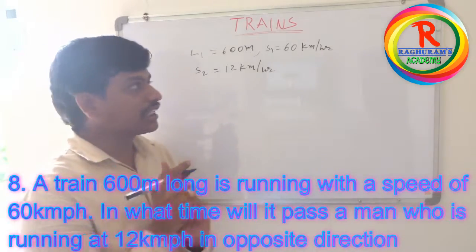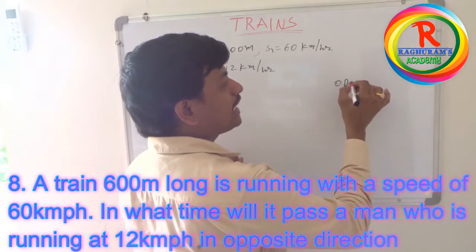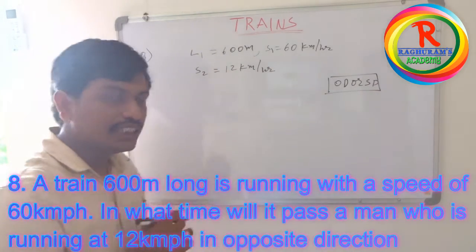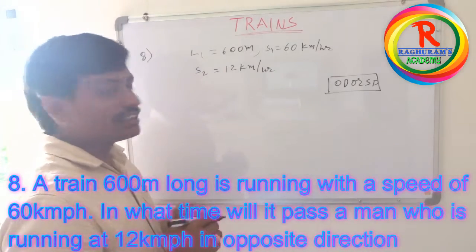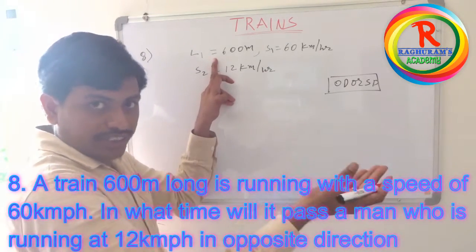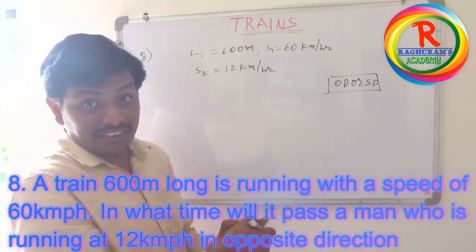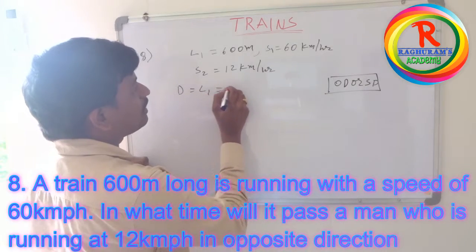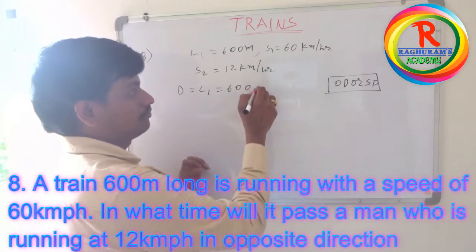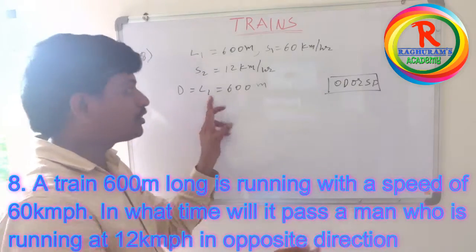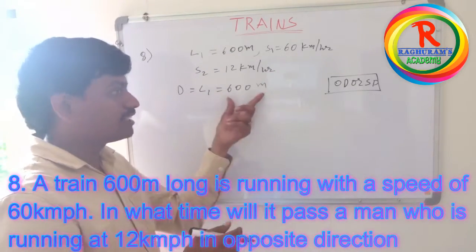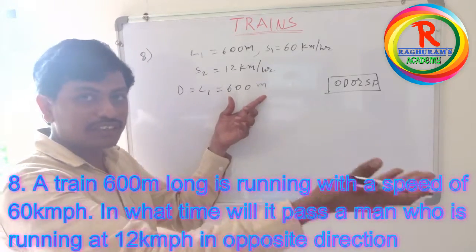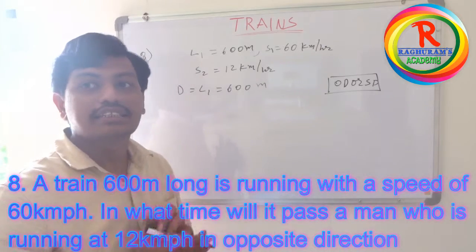I told you the third type has two cases, opposite direction or same direction. This is very important. Always, distance is equal to L1 plus L2, the other object. But if the other object is other than a train, we take it as 0. So directly the distance is just L1, 600 meters. If the other object is a train, we need to add those lengths. If the other object is a man, car, or any other object, we treat it as 0 length. So the total distance is only 600 meters.